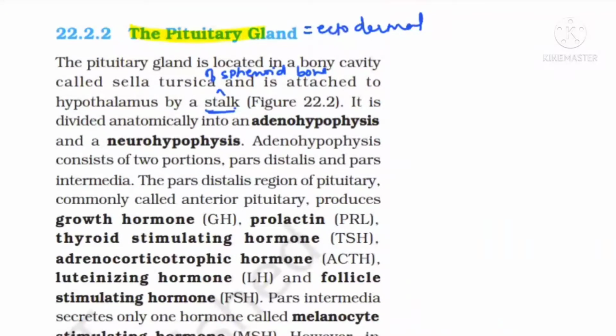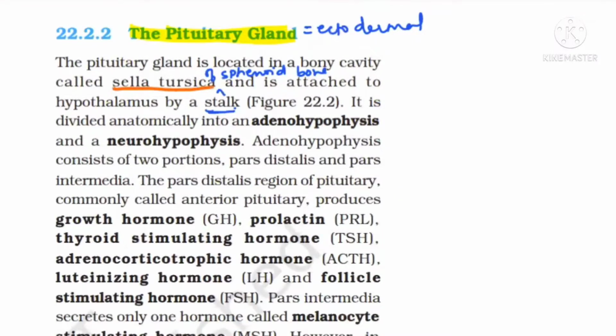So in this video, we are going to study about pituitary gland. Okay, now pituitary gland is ectodermal in origin. If you see this gland, we say it is located in the bony cavity, that is sella turcica. And this is a bony cavity of which bone? It is a sphenoid bone.